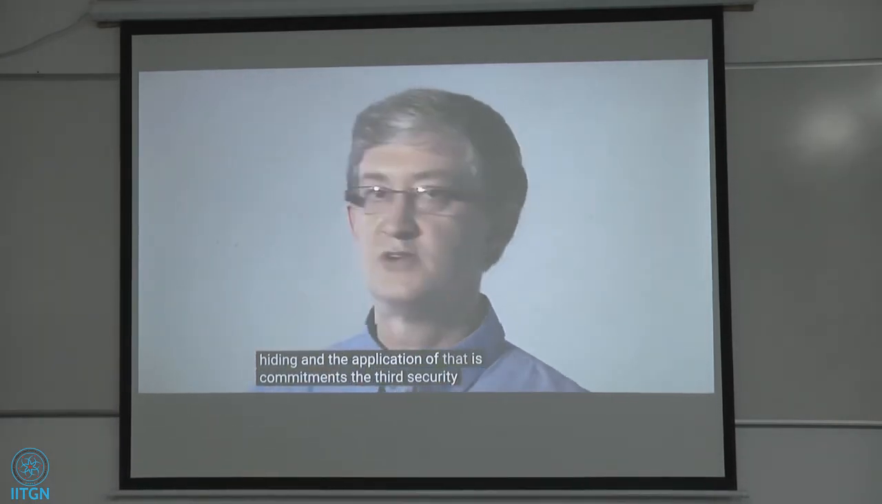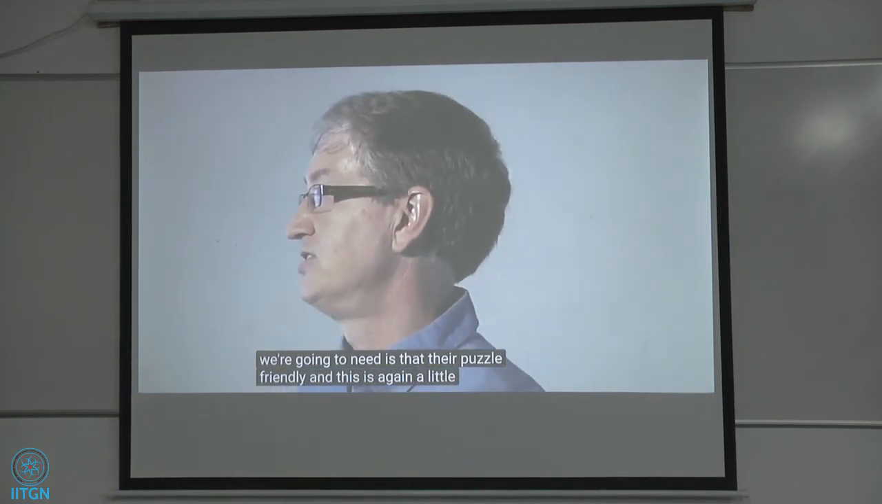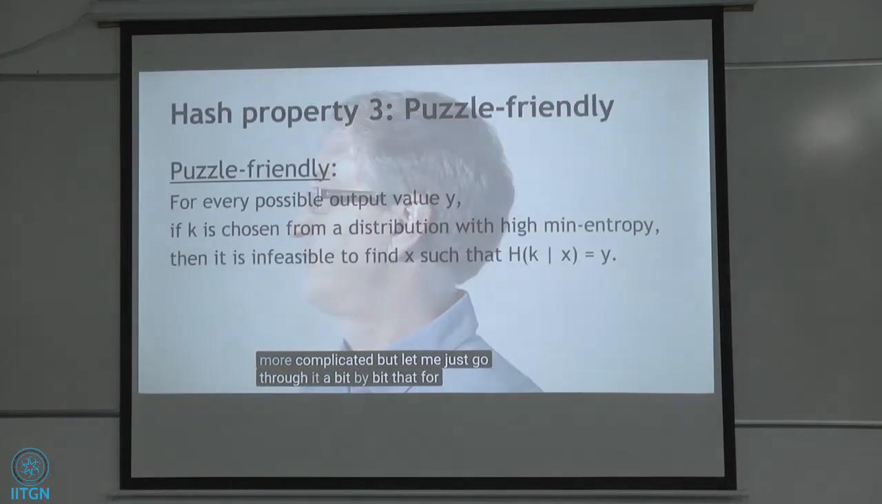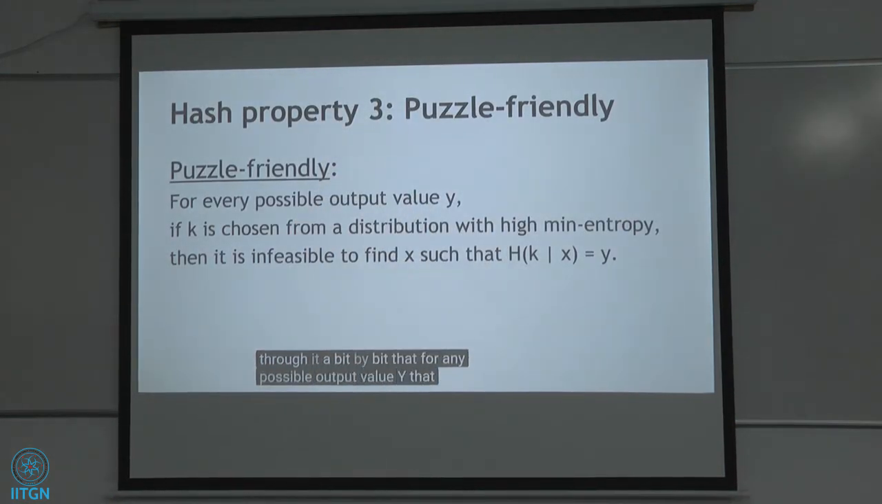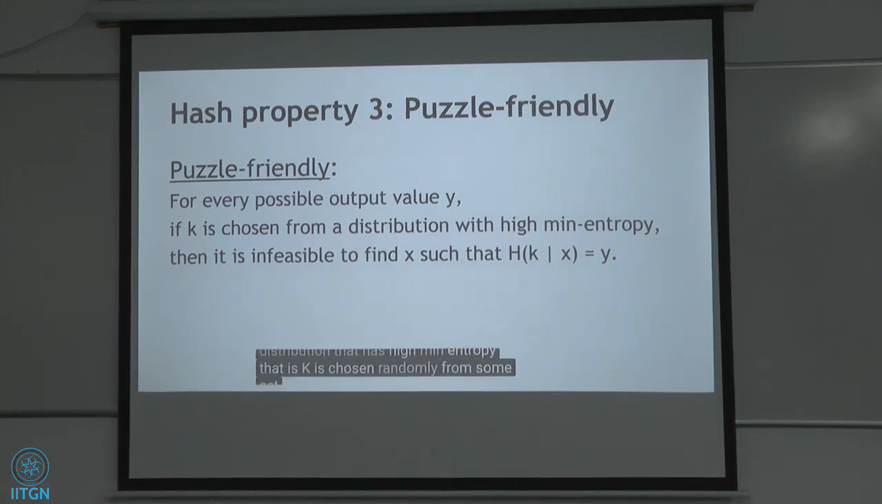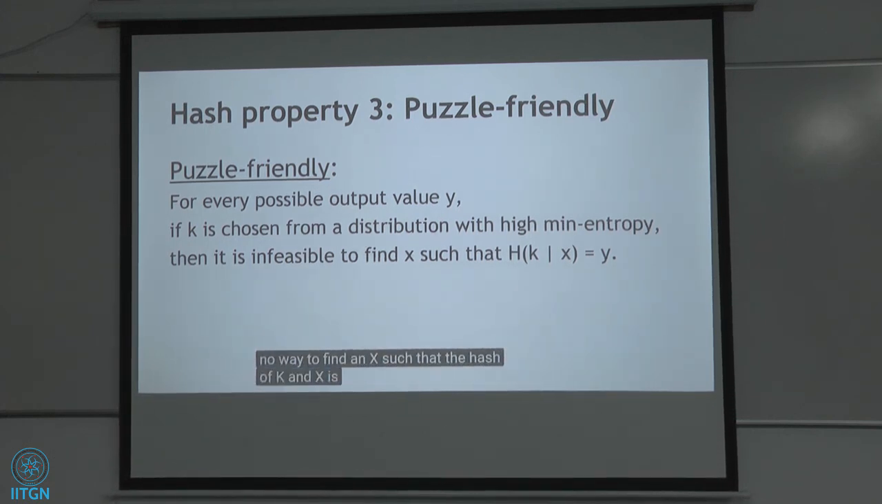The third security property we're going to need is that they're puzzle friendly. And this is, again, a little bit more complicated, but let me just go through it a bit by bit. That for any possible output value y that you might want from the hash function, if k is chosen from a distribution that has high min entropy, that is, k is chosen randomly from some set that's super spread out, then there's no way to find an x such that the hash of k and x is equal to y.